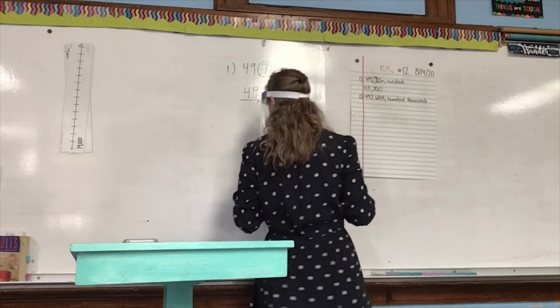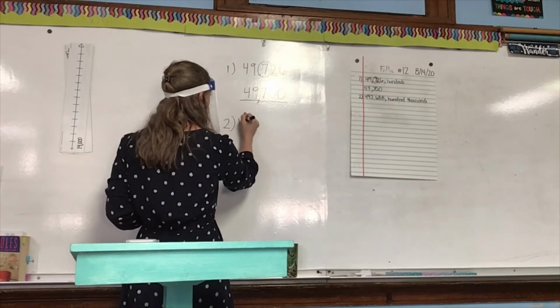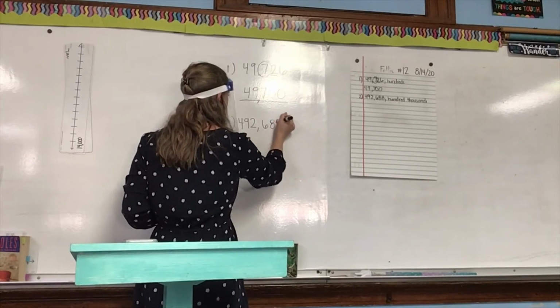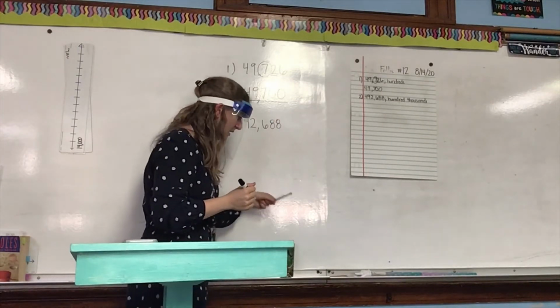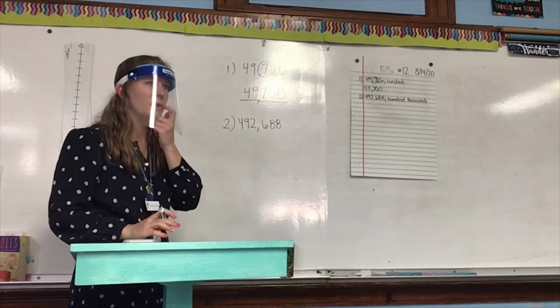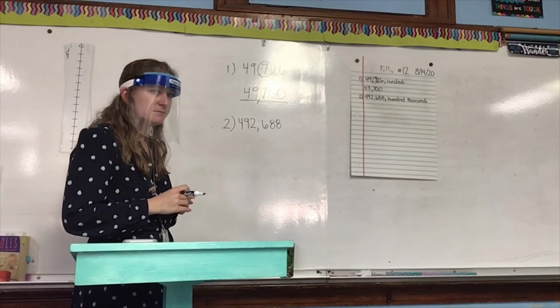So now we're going to solve. Number 2, we have 492,688. We're rounding it to the nearest 100,000. Colin, help me out. What is step 1? Read straight from your book. Circle the digit in the place to be rounded.